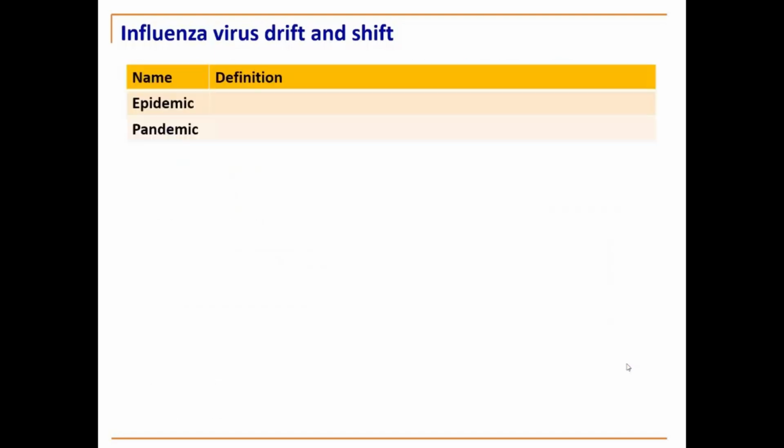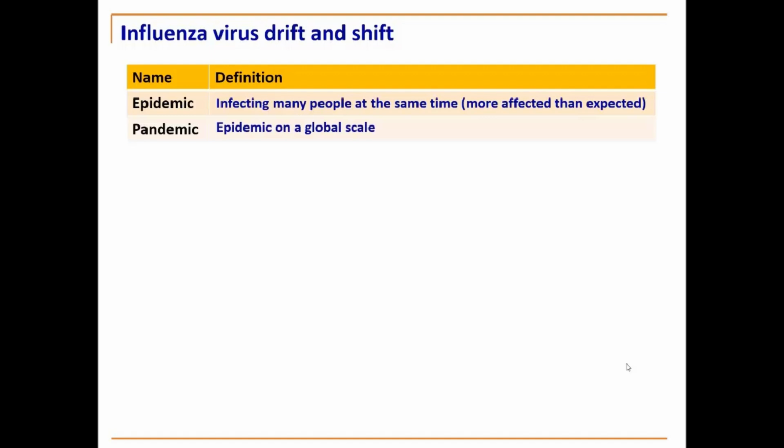But what is an epidemic and what is a pandemic? So I just want you to quickly define epidemic and pandemic. So an epidemic is where an infection infects many people at the same time. So in other words, more people are affected than would be expected. Whereas a pandemic is basically an epidemic on a global scale.